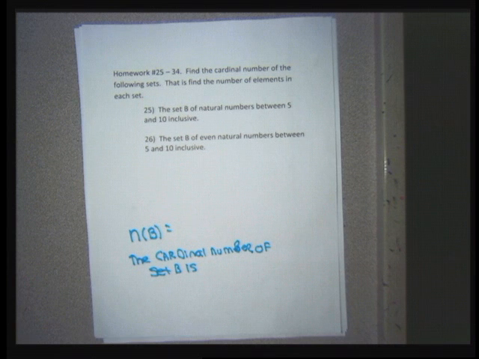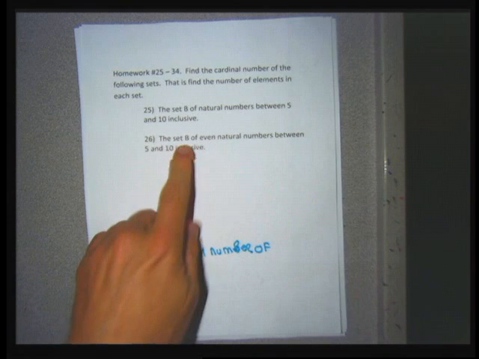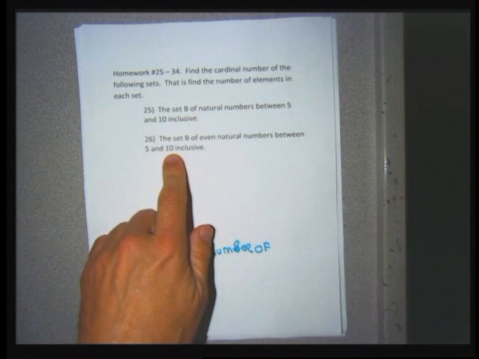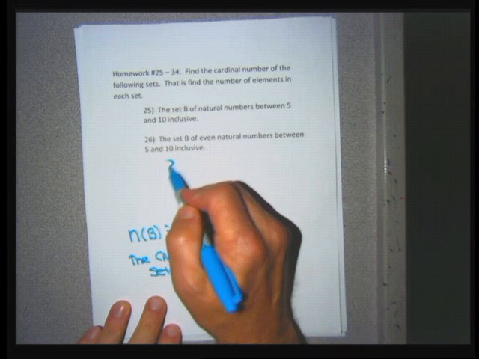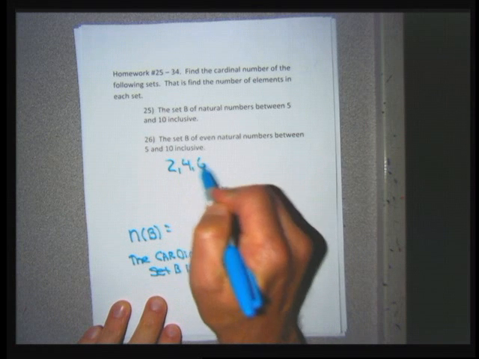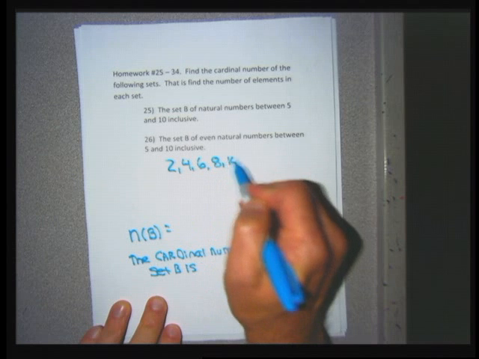So anyways, 26 says the set B is even natural numbers between 5 and 10. Well, if I looked at natural numbers and I looked at even natural numbers, these are the even natural numbers.